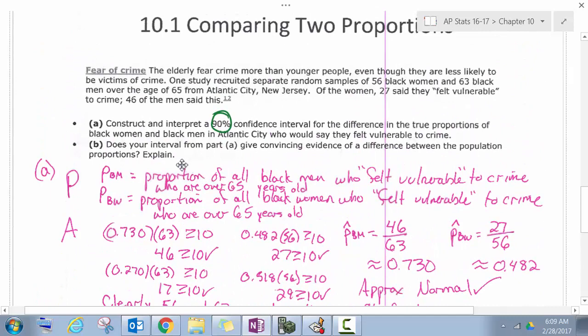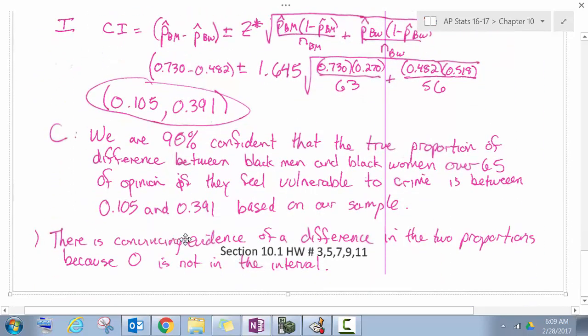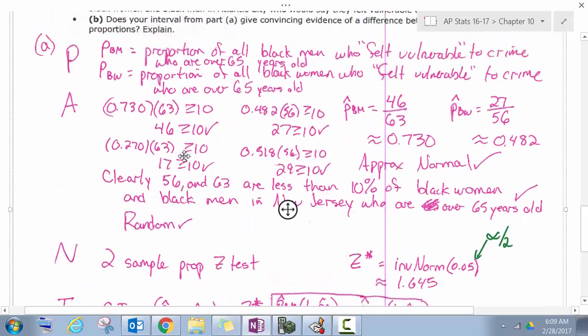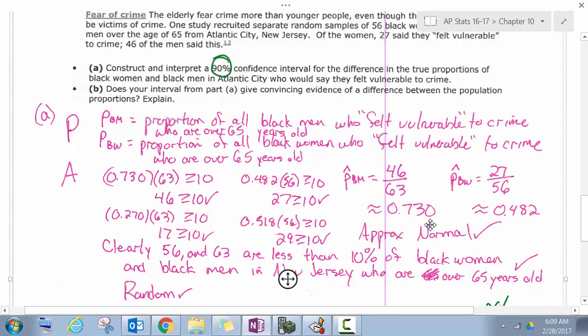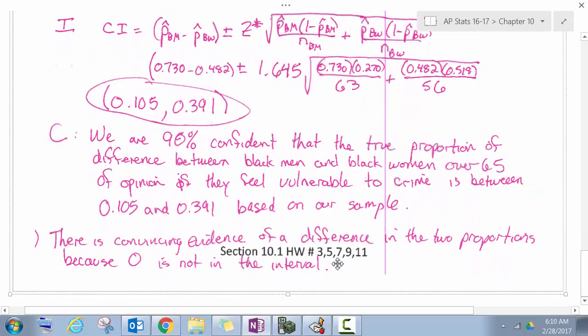So secondary question, does your interval from part A give convincing evidence of a difference between the population proportions? Is there a difference between these two populations? There is convincing evidence of a difference in two proportions because 0 is not in the interval. If 0 is in the interval, then no, but it's not. So we have convincing evidence to say that there's a difference between these two. And we don't have to say what that difference is, whether it's black women or black men who feel more vulnerable. It should be kind of obvious by looking at the p hats. Black men feel a little bit more vulnerable to crime, but that's not what was asked.